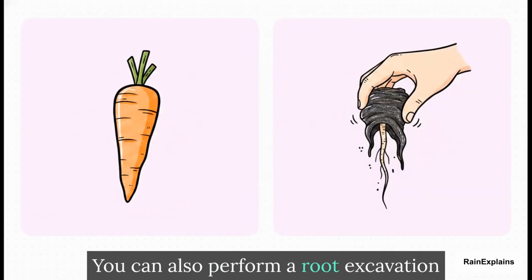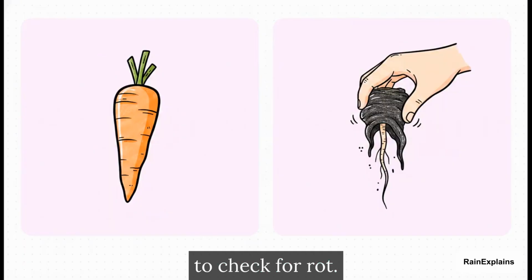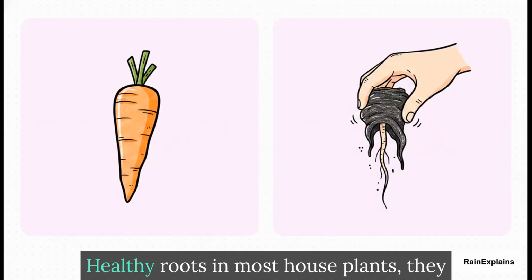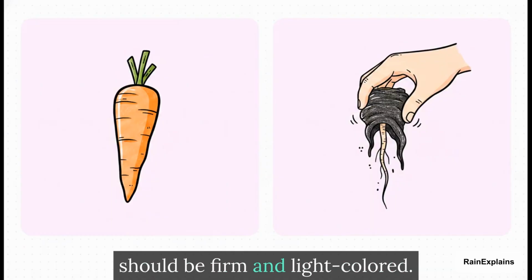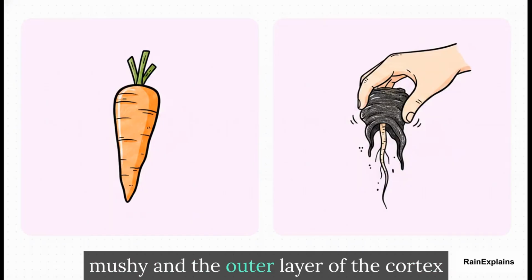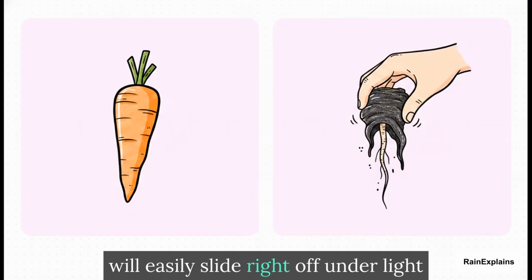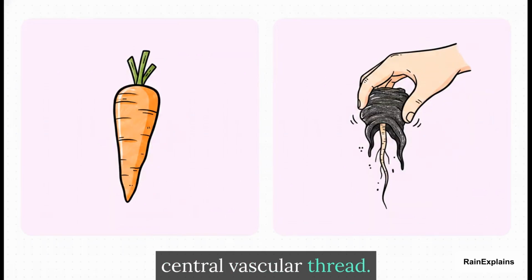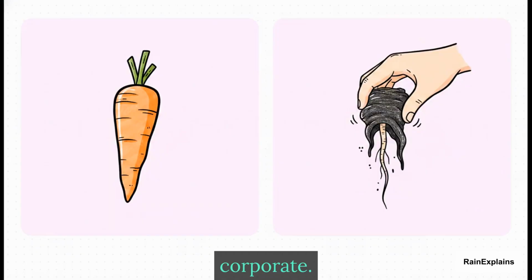You can also perform a root excavation to check for rot. Sometimes we use what's called the white paper test to really see the contrast. Healthy roots in most houseplants, they should be firm and light-colored. But rotting roots, yeah, they will be dark, mushy, and the outer layer, the cortex, will easily slide right off under light pressure, leaving behind just this stringy central vascular thread. If you see that, well, you found your culprit.